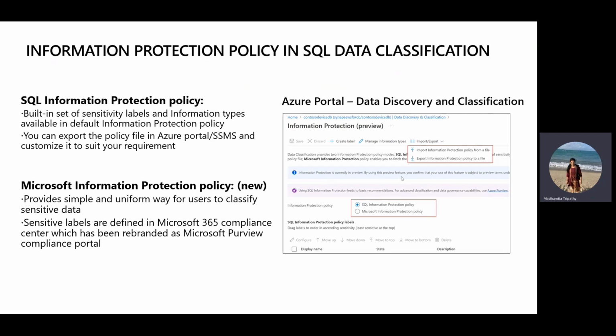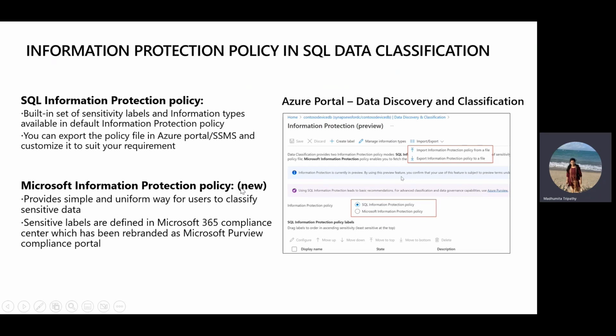Either you can use the Azure portal to export this policy, as you can see in this screenshot. You can export it, customize it as per your need, and import it. You can do the same in SSMS as well. You can export and customize it, set that custom policy, and based on the custom policy, you can classify the data. Or you can use the default set of policies that SQL offers today.